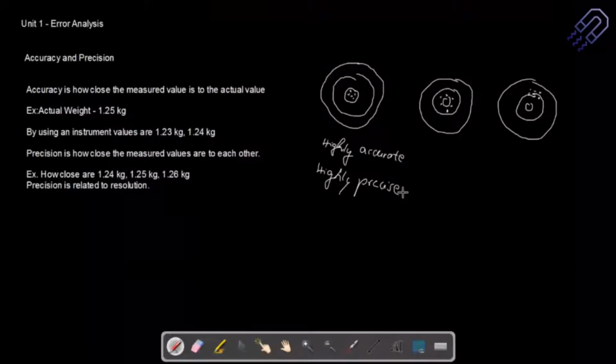Okay, this is the one from the first case. Okay, so can anyone tell me what is the case in the second scenario? Is it accurate? Yes or no?